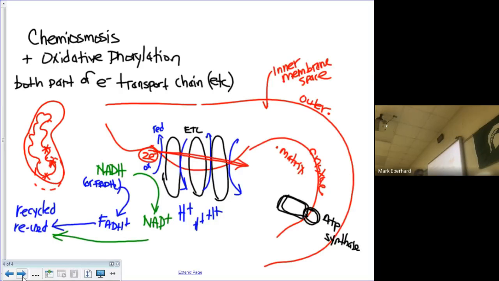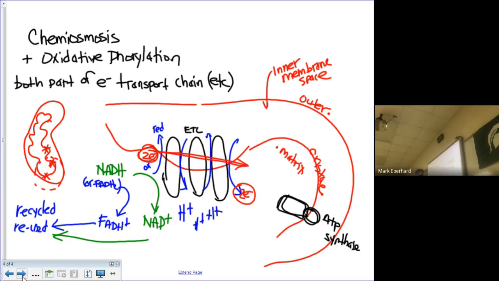And by the time it's done, the electrons end up down here in a lower energy state. So they go from up here in a higher energy state, and as they get shuttled down the pathway by these transport proteins, the electron drops to a lower energy state. If it's going from a high energy state to a lower energy state, that means we're going to have some free energy available.